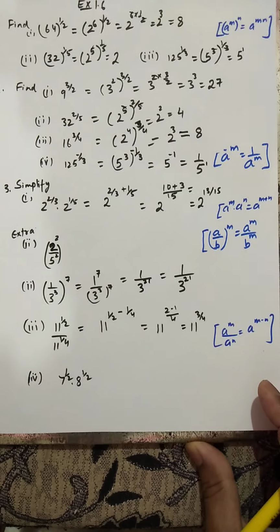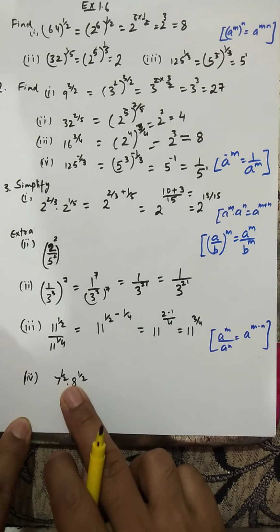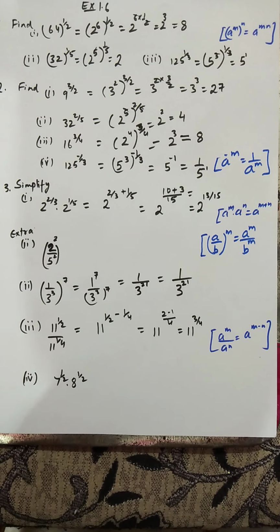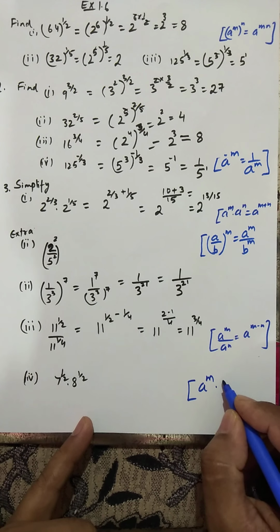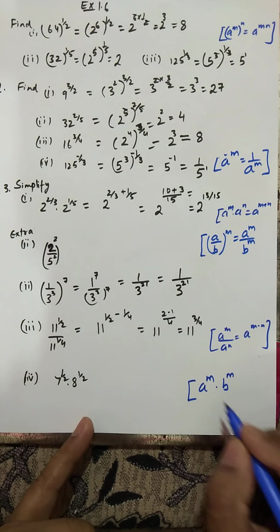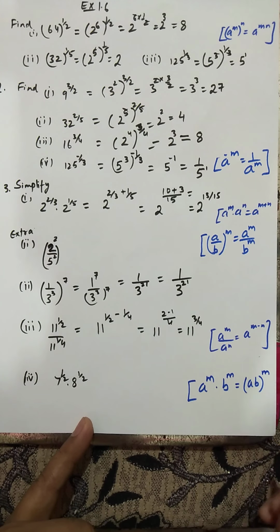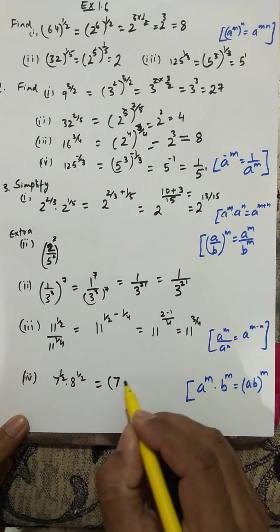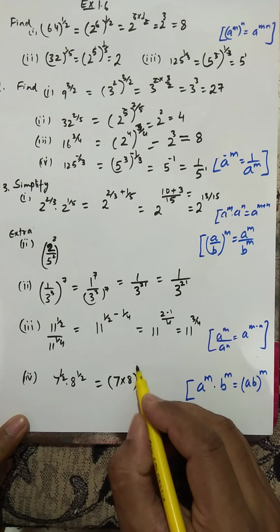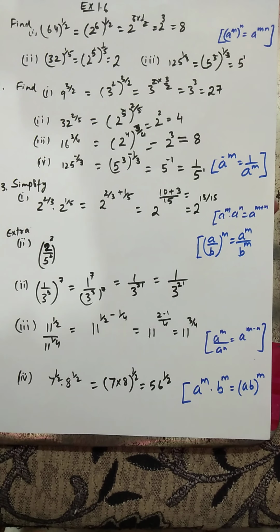Now we come to the last part of this question, and that is 7 exponent 1 by 2 into 8 exponent 1 by 2. Now we have another law. That law says if a^m and b^m, means a exponent m, b exponent m, you can multiply the bases and the exponent can be taken common. So we can apply this rule here. 7 and 8 will be multiplied and exponent will be taken common, so it becomes 56 exponent 1 by 2. You may leave the answer here only. So this way we have completed our exercise 1.6.